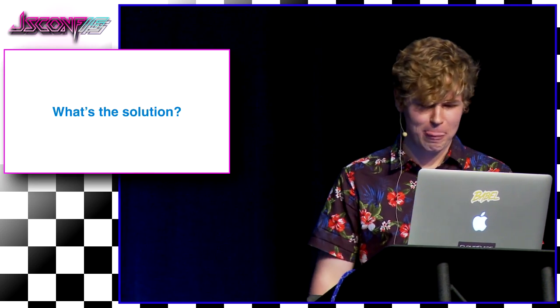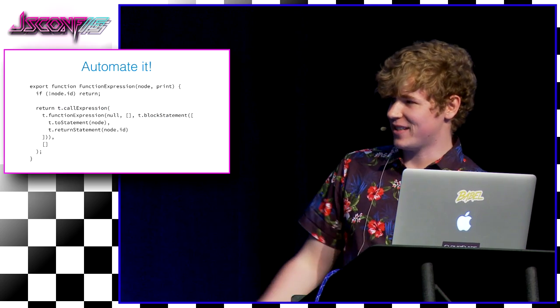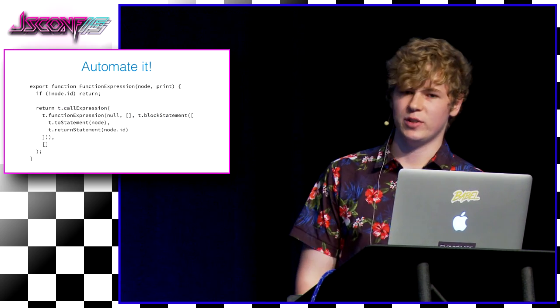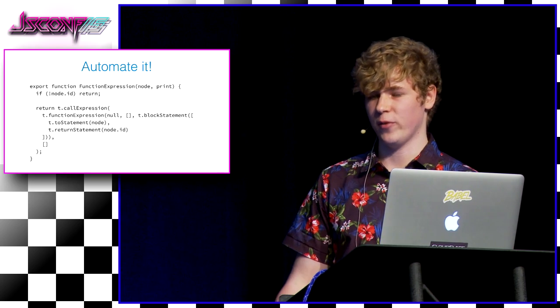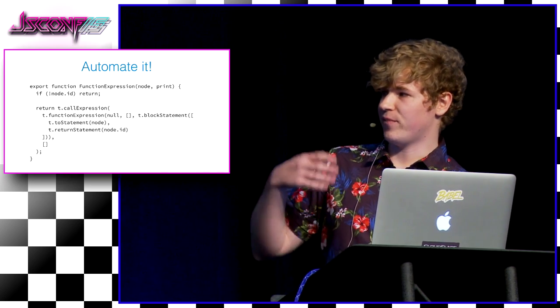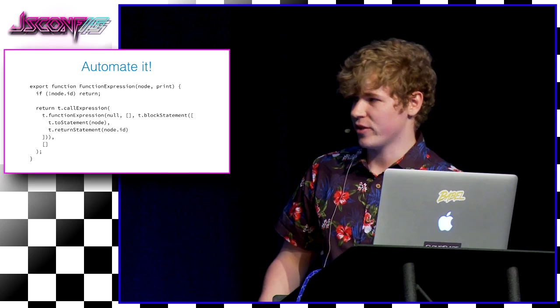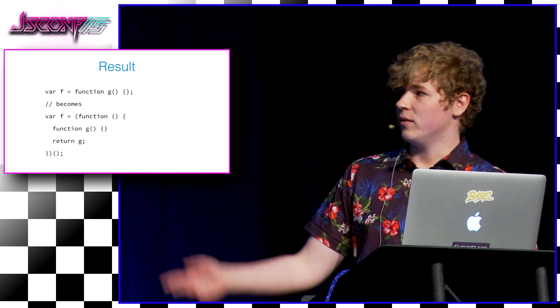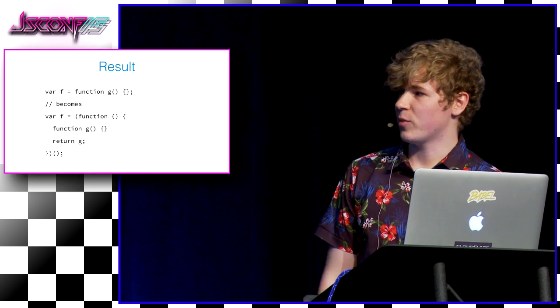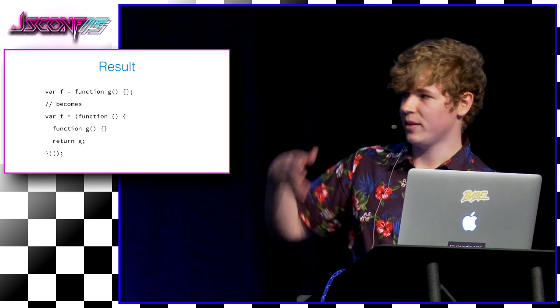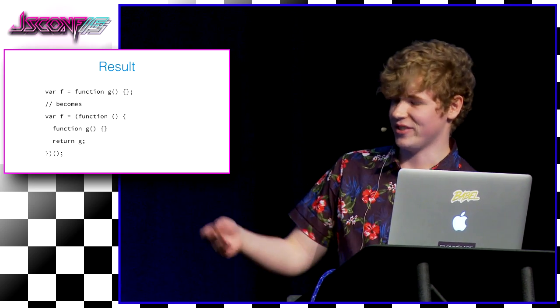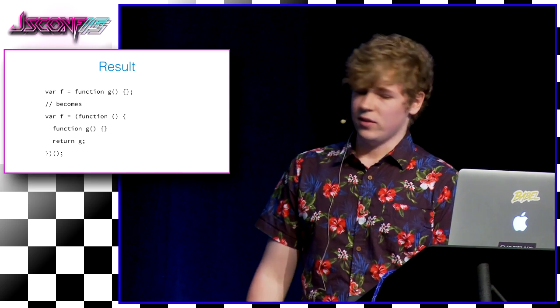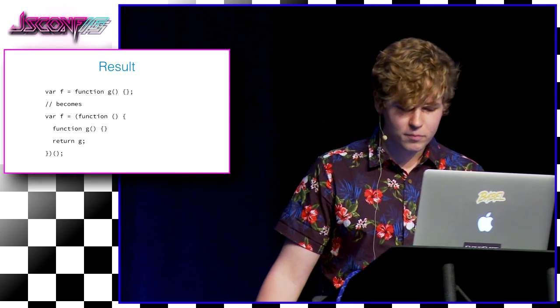So what's the solution? You automate it, you fix it. This is a Babel plugin that will change all named function expressions into an immediately invoked function that turns the function into a declaration and then returns that declaration. So this may sound more complicated than it actually is, but this is basically what it does. It turns the named function expression into this immediately invoked function that turns into a function declaration and then returns that function declaration. So that basically fixes the buggy behavior of Internet Explorer 8.